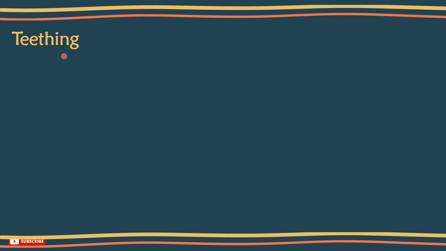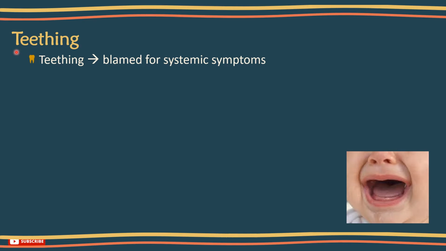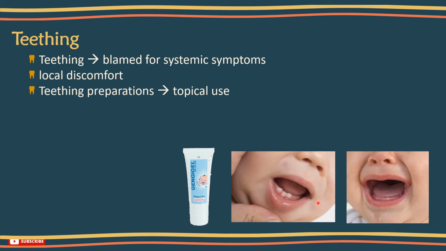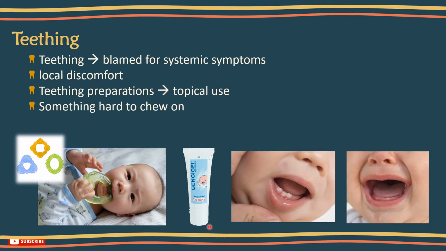Teething. As eruption of the primary dentition coincides with a diminution of circulating maternal antibodies, teething is often blamed for systemic symptoms. However, local discomfort and disturbed sleeping may accompany the actual process of eruption. Several teething preparations are available in the market, which usually contain a combination of analgesic, antiseptic and anti-inflammatory agents for topical use. Having something hard to chew on may help, like teething rings. Some are designed to be cooled in the refrigerator, which can enhance their soothing ability.